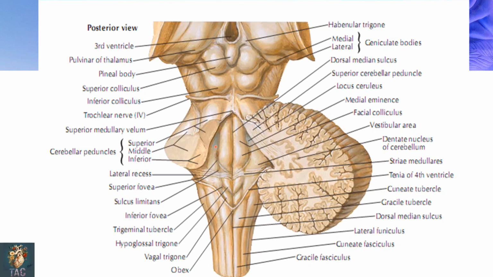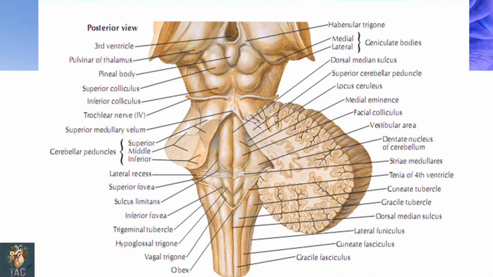Just above the superior fovea there is a region which is bluish in color, called the locus ceruleus. This region contains highly pigmented neurons which release epinephrine. On each side you can see the vestibular area and then the cochlear area, and laterally this surface is related to the pons by means of the middle cerebellar peduncle.